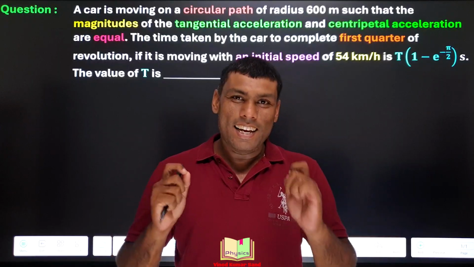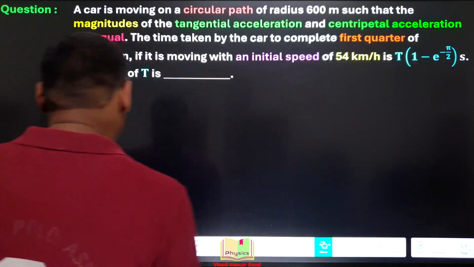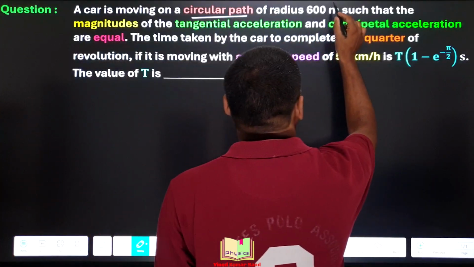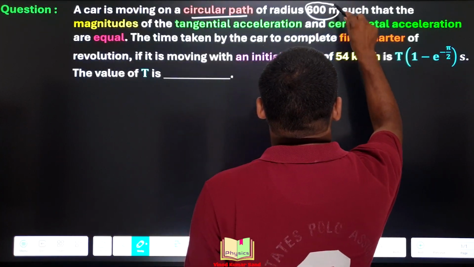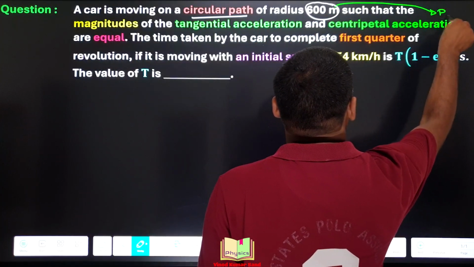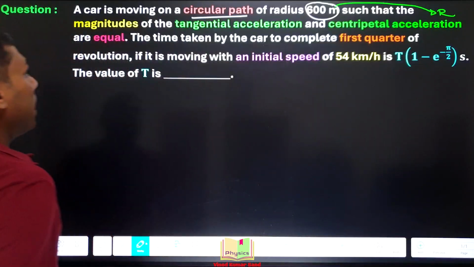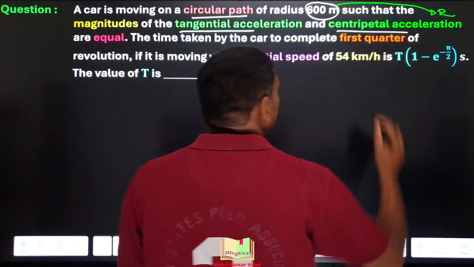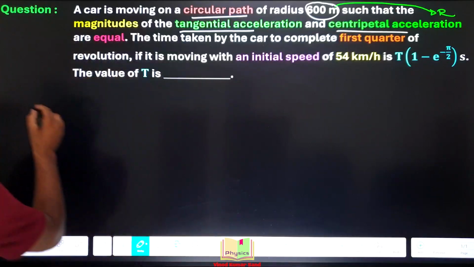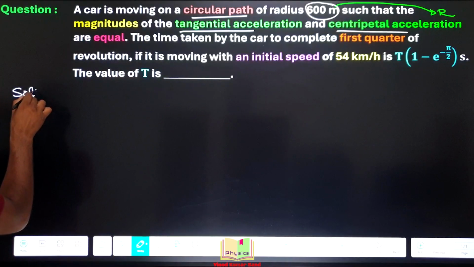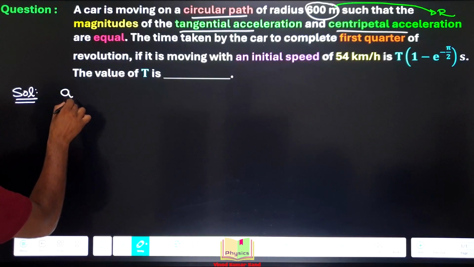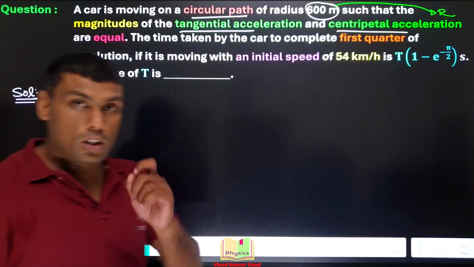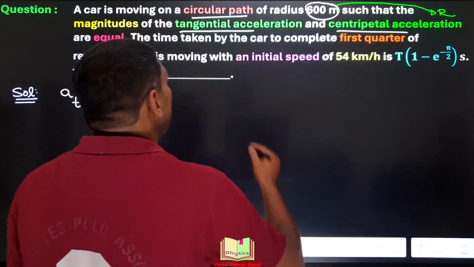Hello everyone, here we have a brilliant question of kinematics. A car is moving on a circular path of radius 600 meter. You call this R. The magnitude of the tangential acceleration and the centripetal acceleration is given as equal. So for the solution, we will write that the magnitude of the tangential acceleration and centripetal acceleration are equal.